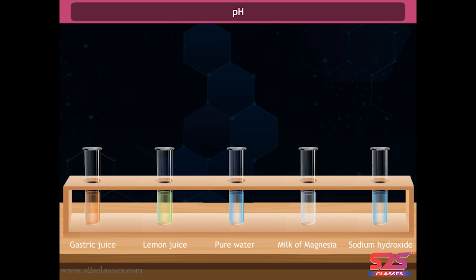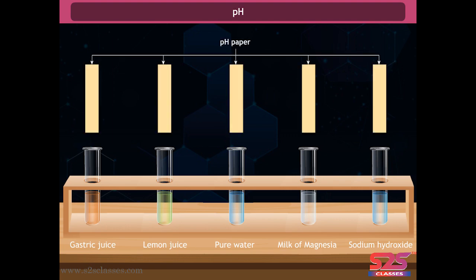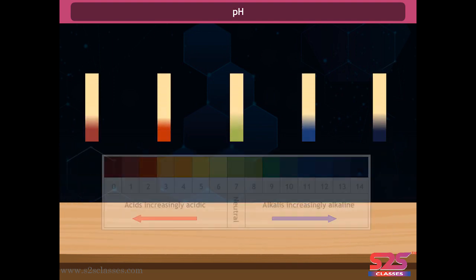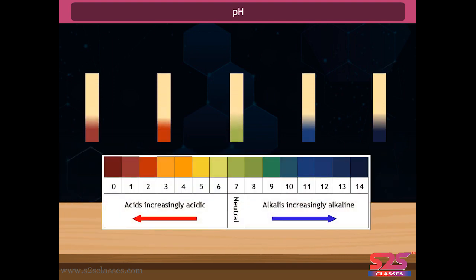Let us check the pH of the given solutions. Dip the universal indicator in each solution and observe the color change. Compare with the universal indicator chart. You observe that gastric juice turns dark orange with pH between 1 and 2. Lemon juice turns orange with pH between 2 to 3.